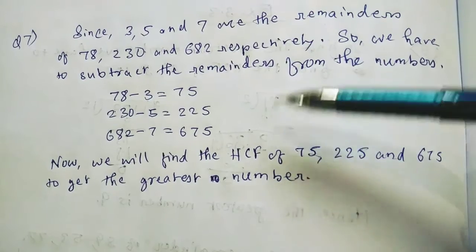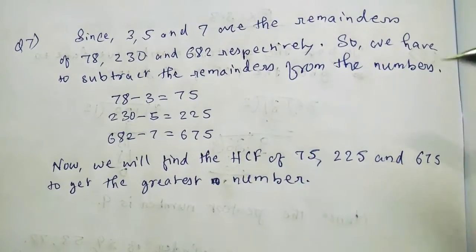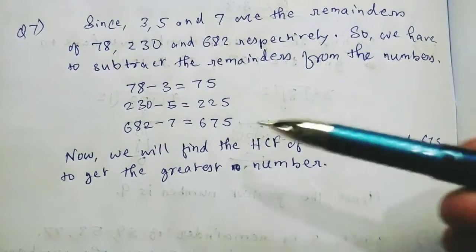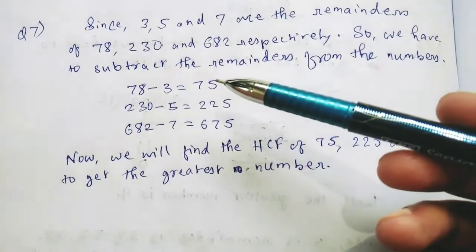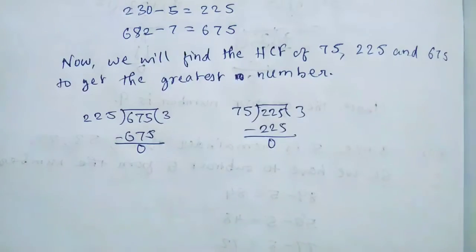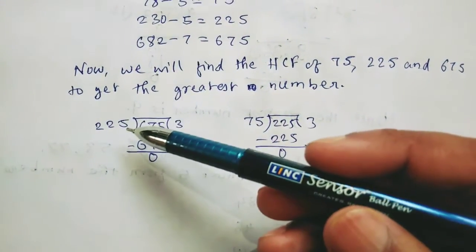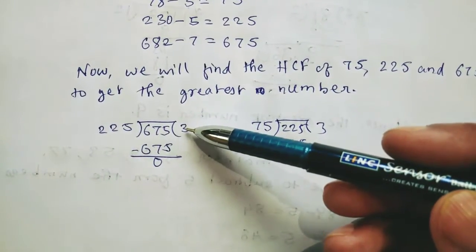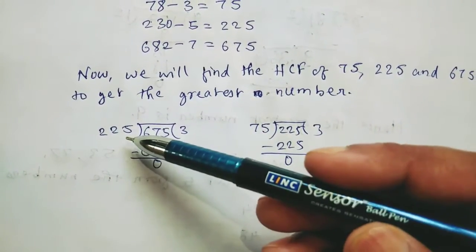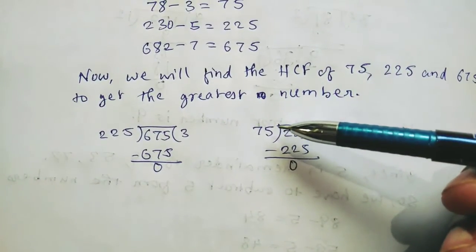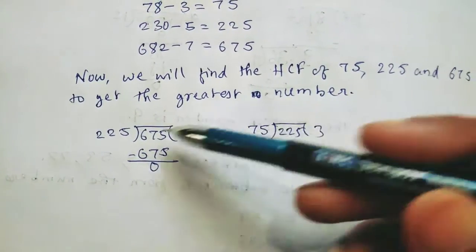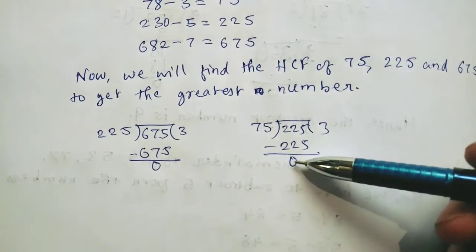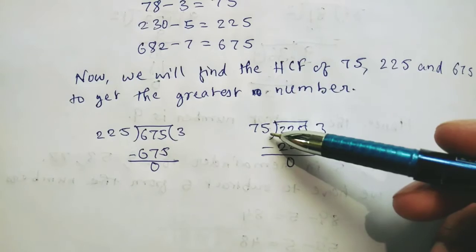Now whatever method you want, you can use to find the HCF. Here I will choose the long division method. Let's see. You can see here I have chosen 225 and 675. It is dividing by 3, so the remainder is now 0. Now this is the divisor. Now we'll divide 75 and 225. When you divide, the remainder is coming 0. That means the final answer is 75. Understood? So this is our HCF.